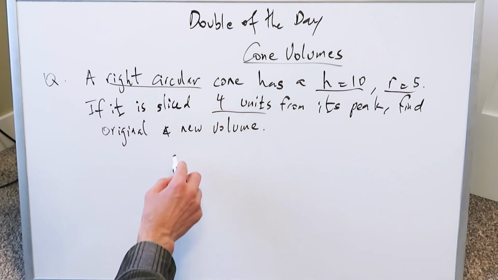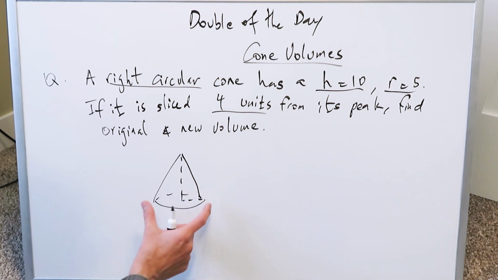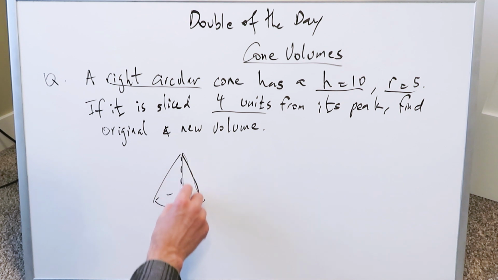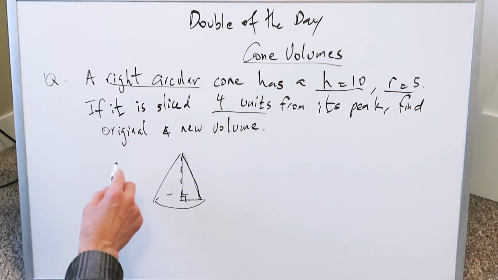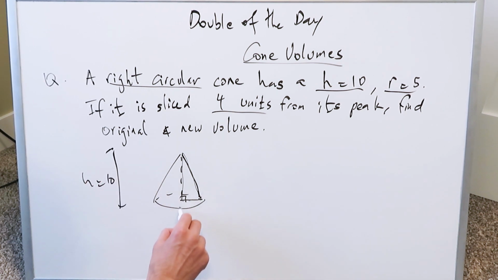What is a right circular cone? Well, if you were to draw a three-dimensional cone, within it you could demonstrate a right triangle. There's a circular base, but you have a right triangle which forms right over here. Hence it's called a right circular cone. In this instance, we have a right circular cone which has a height of 10 units. It has this radius over here, that's 5 units.